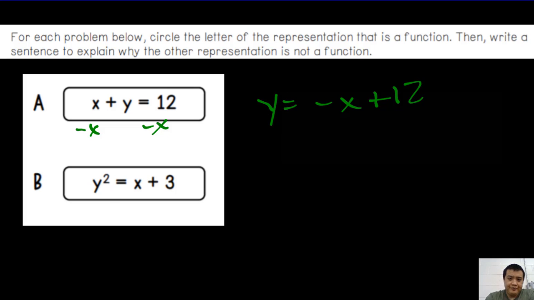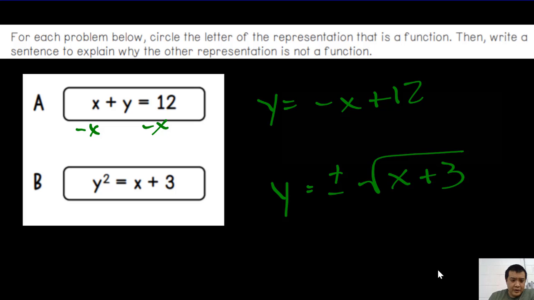As opposed to here, if we were to solve for y, which is what we would do, what we would get is y equals plus or minus square root of x plus 3. Remember that square roots can be positive and negative. So here we would get that for any value of x, we would get the positive and the negative of that.